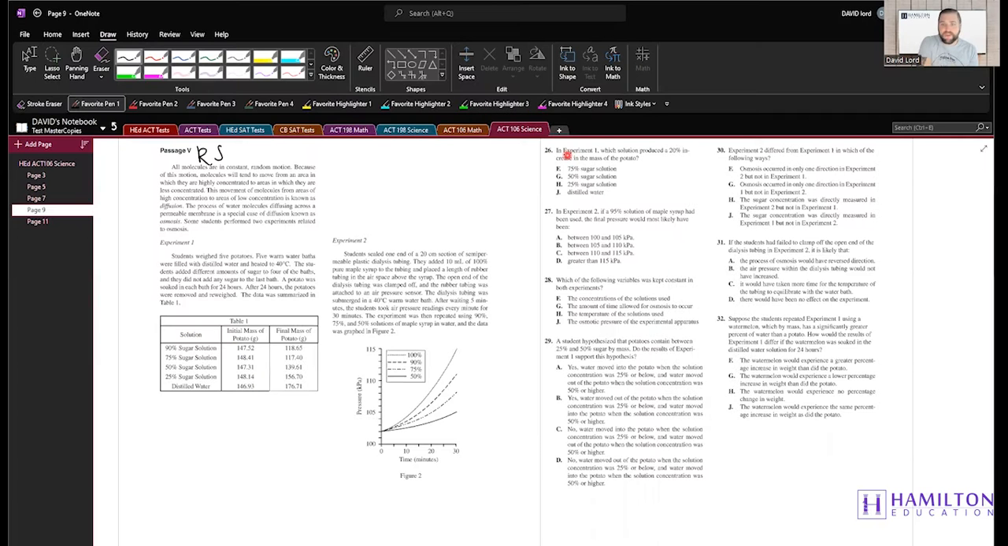Question 26. In experiment 1, which solution produced a 20% increase in the mass of the potato? So we have the initial mass of potato, we have 5 numbers here, and we're asking which of them caused an increase. Well, the first 3 caused a decrease, so we can eliminate F and G. 25% did cause it to increase a bit, about 10 grams out of 148. Let's just say it's 150. So that's 1 out of 15. That's not quite 20% at all. It's close to 5%.